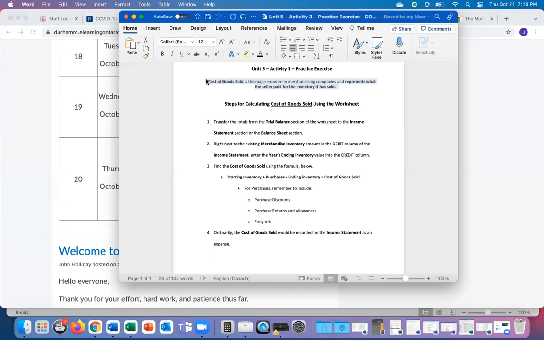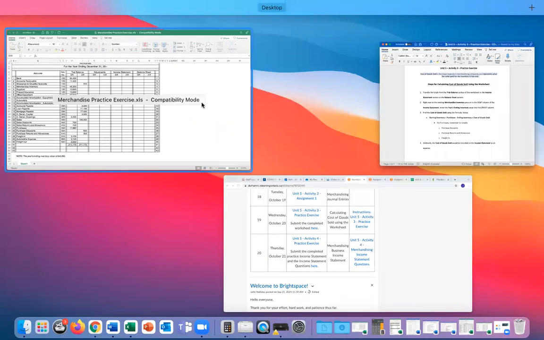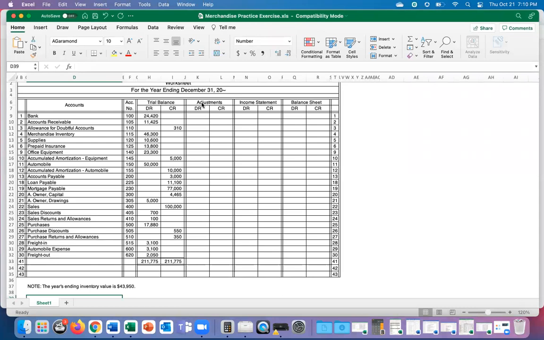So that's what we're trying to do. We're trying to figure out the cost of goods sold for a business. In this practice exercise, we get the accounting worksheet that tells us all about the different accounts in this company, and we're going to figure out what the cost of goods sold is based on what's in the worksheet. So I'm going to flash over to our Excel sheet now, and we can get started.